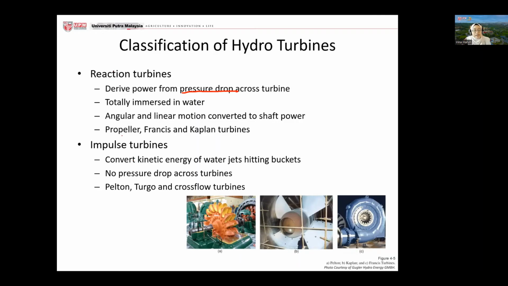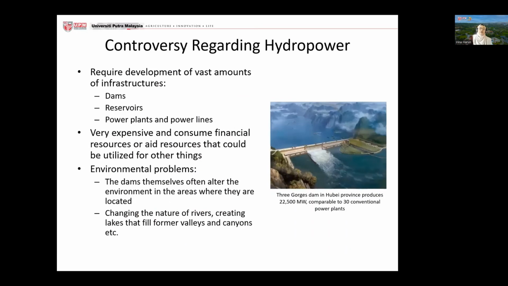So these are the names of examples for reaction turbines and impulse turbines. For reaction, we have propeller, Francis, and Kaplan, whereas for impulse turbines, we have Pelton, Turgo, and cross flow turbines. Now, of course, hydropower is one of the easiest. It's very reliable, but it cannot escape from controversy.